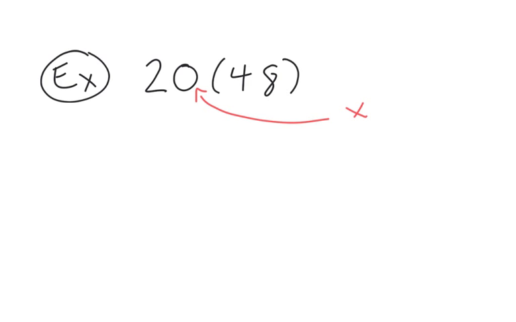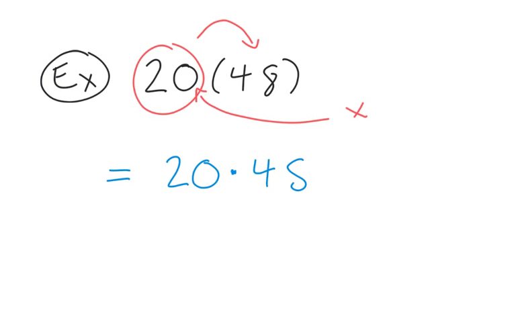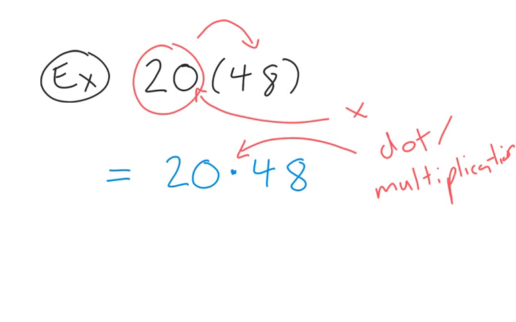Using the distributive property, this 20 is distributed among all the numbers within the brackets. Fortunately for us, the only number in the brackets is 48. So we will write 20 multiplied by 48. If you didn't know, another way of representing a multiplication sign is with a dot. So this dot actually can represent a multiplication sign.